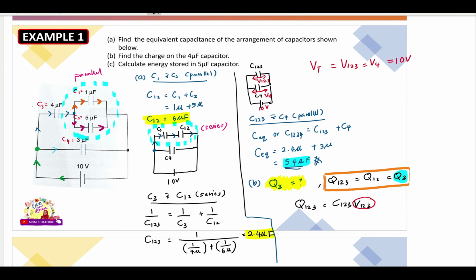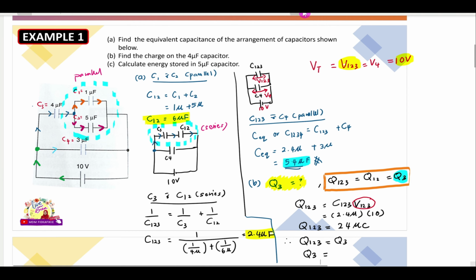Iaitu 10 volt. So kita terus dapat, dan kita boleh terus kira lah. C123 is equal to 2.4 micro, V123 is 10 volt. So dapatlah jawapan Q123 is equal to 24 microcoulomb. Therefore, since Q123 is equal to Q3, so kita dapat jawapan untuk Q3.